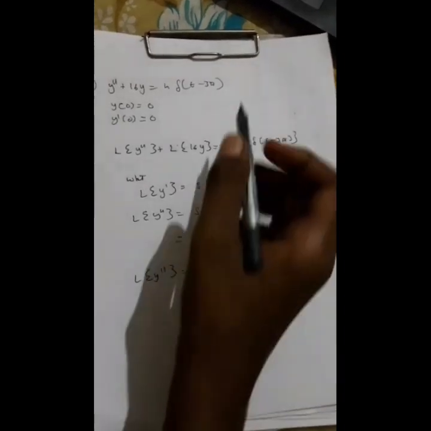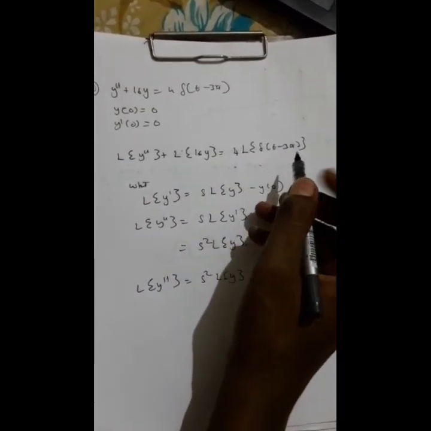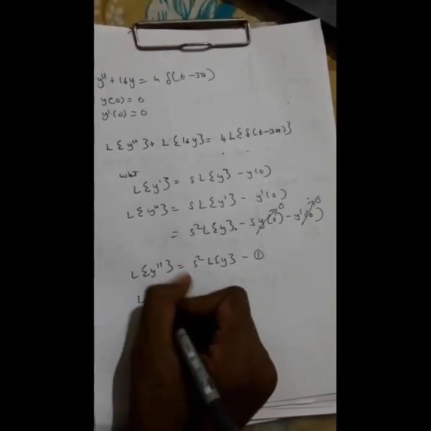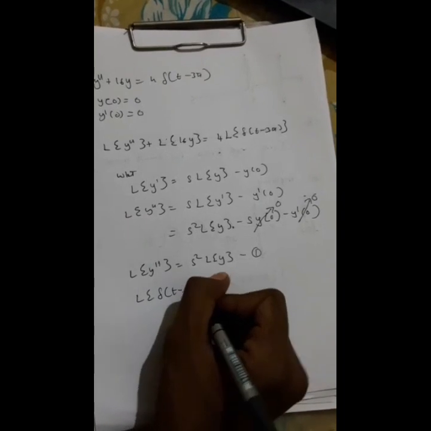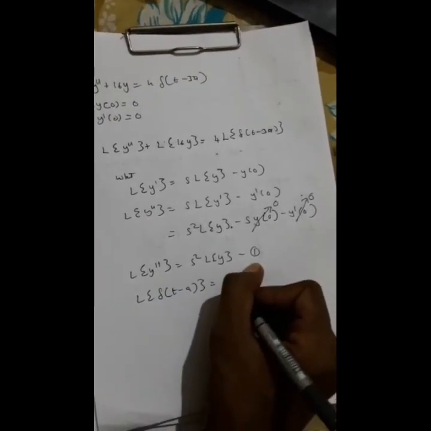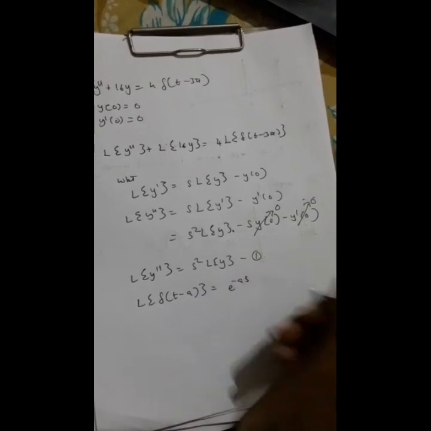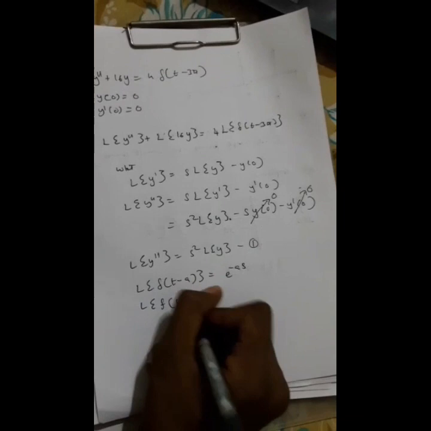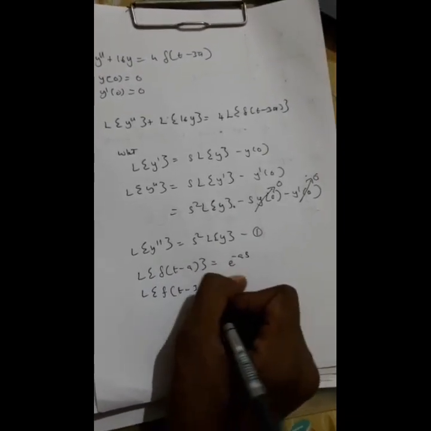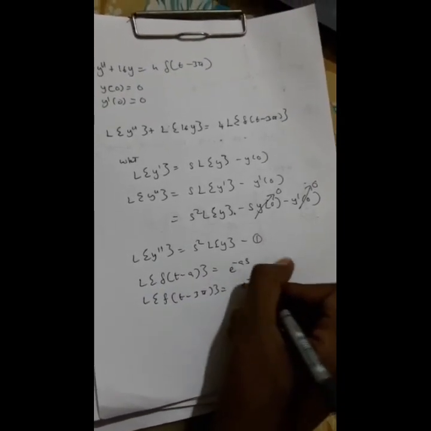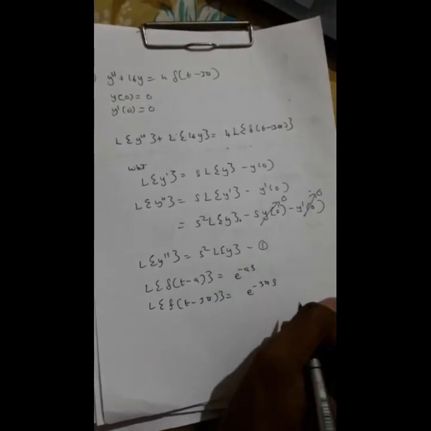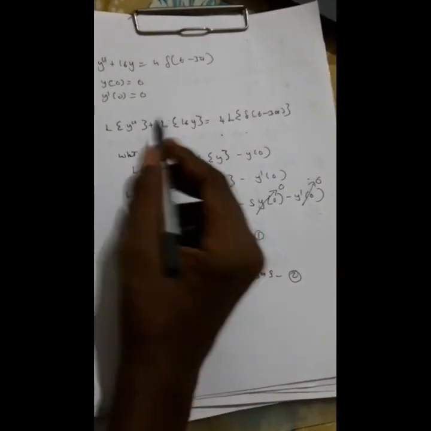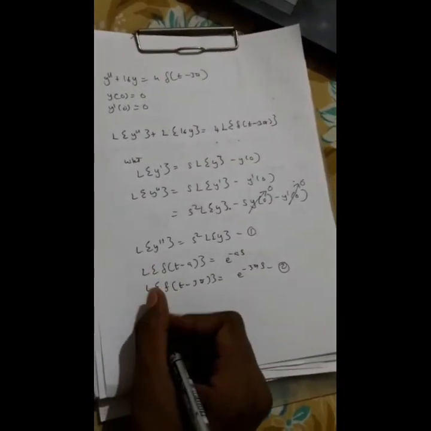Okay, now finding the Laplace of delta of t minus 3 pi. We know from the earlier derivation that Laplace of delta of t minus a is nothing but e power minus a s. So Laplace of delta of t minus 3 pi will be e power minus 3 pi into s. Okay, now we have these two equations.